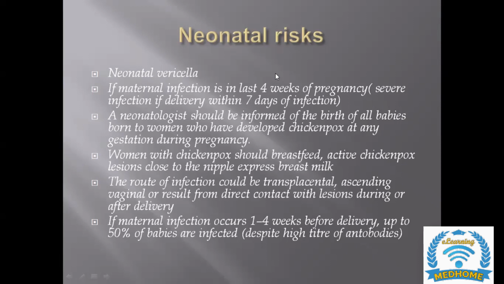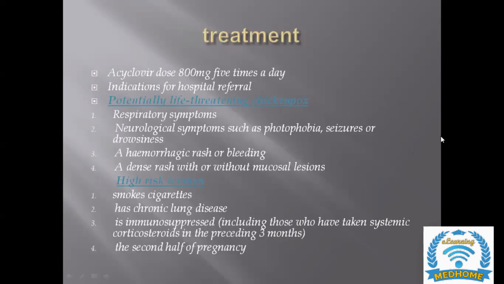If the maternal infection occurs 1 to 4 weeks before delivery, up to 50% of the babies are infected. We are talking about neonatal infection. Despite a high titer of antibodies, in 1 to 4 weeks, 50% of the babies are infected. So if the delivery occurs within 1 to 4 weeks of the infection, then 50% of the babies can have neonatal varicella.